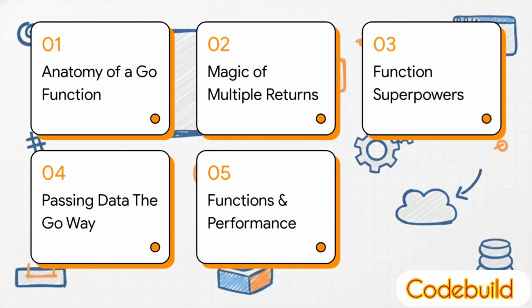Here's our game plan. We're going to start with the absolute basics, the anatomy of a function. Then we'll get into one of Go's coolest and most unique features, how it handles multiple return values and errors. After that, we'll check out some special features like defer and anonymous functions. Then we'll talk performance, how we pass data around. And finally, we'll see how functions become the absolute heart of Go's concurrency model.